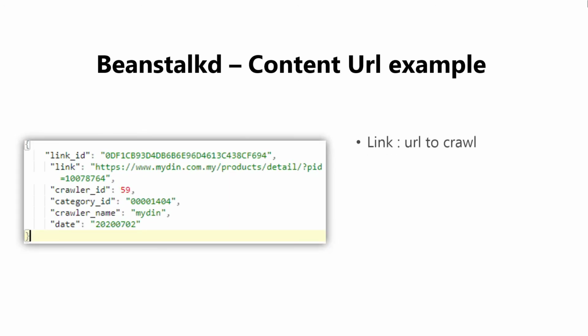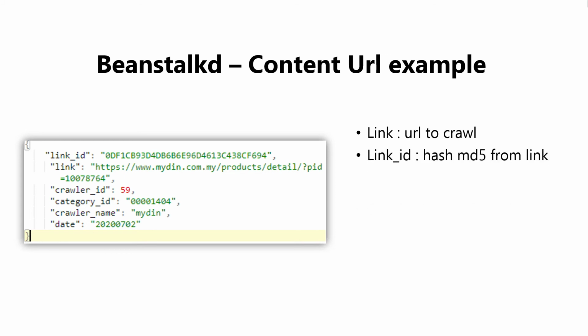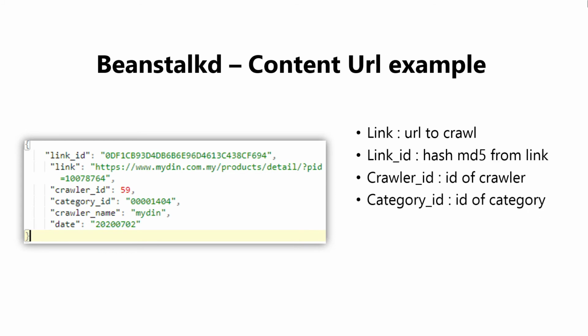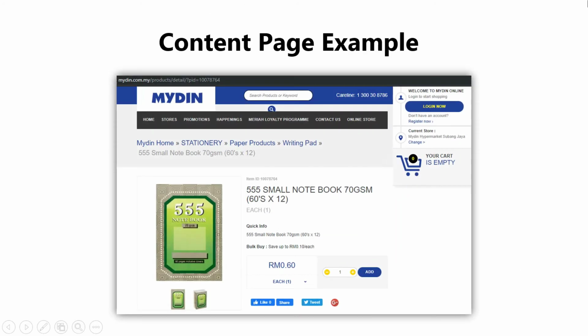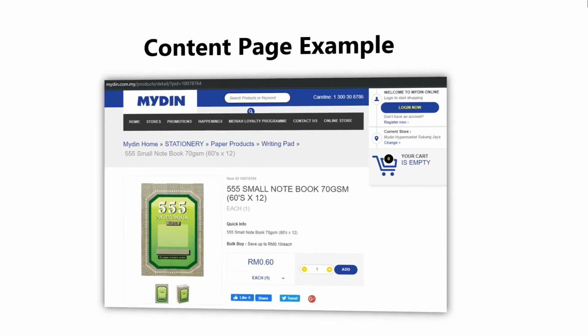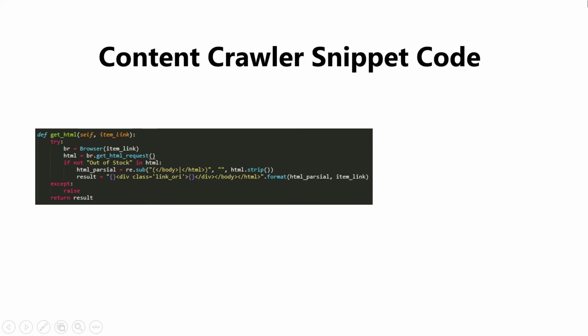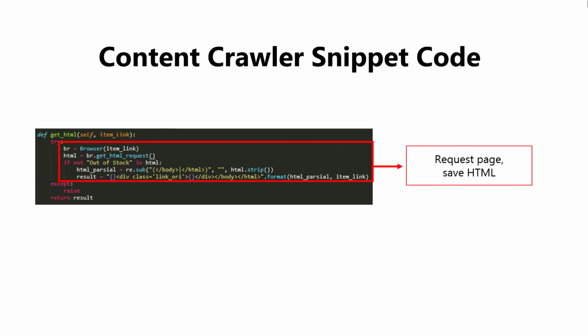This is the data sent by index crawler to Beanstalk, which will be used by content crawler. This is the content page, which will be saved by content crawler. This is the snippet of content crawler. It will save the response as HTML file.